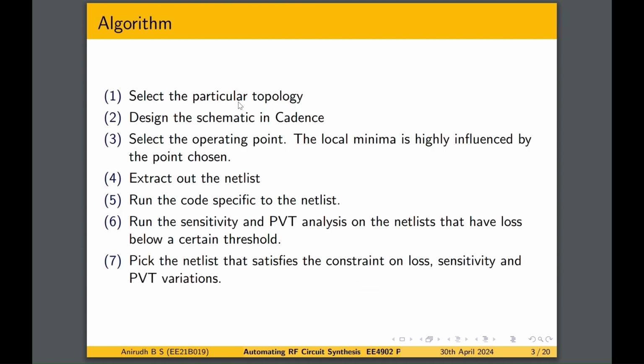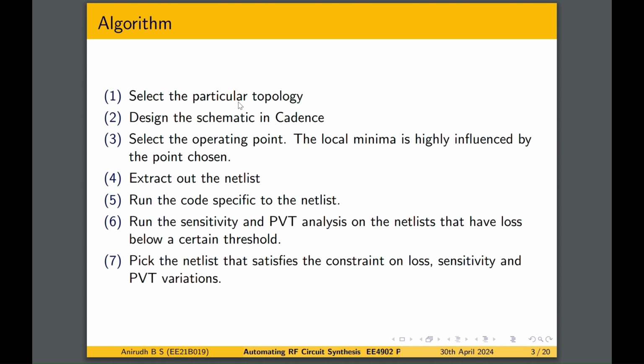Now, I'll briefly describe the algorithm used. The first step is to select the particular topology that will be automated. In this project, I have worked on two topologies. The first one being the noise cancelling LNA, low noise amplifier, and the second one being the resistive feedback LNA. The second step being design the schematic in Cadence.